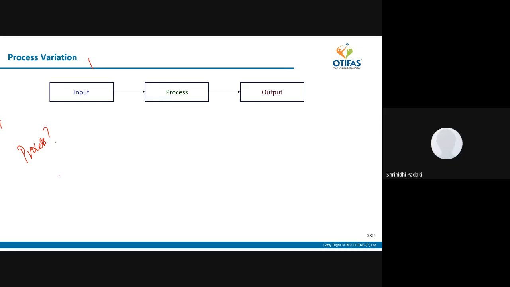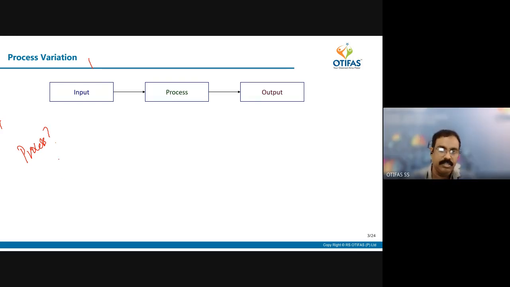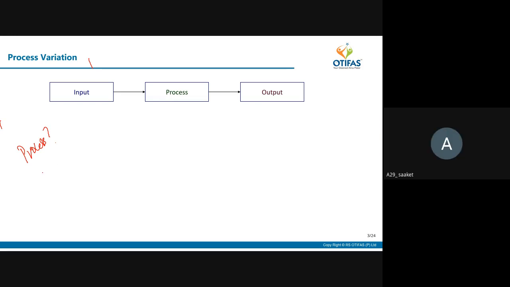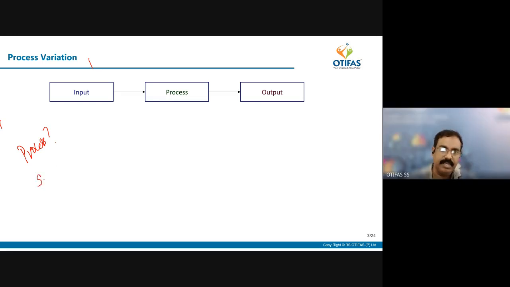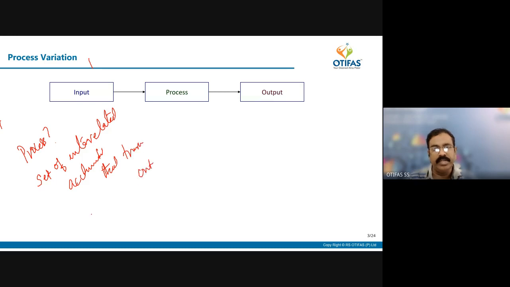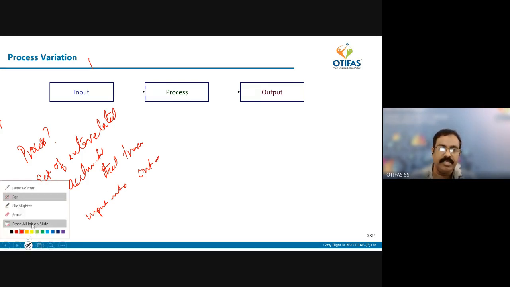The actions done for a particular purpose. Yes, almost correct. If you want to define it precisely, we can say it is a set of interrelated activities that transforms input into output. This is the definition of a process. Now, Six Sigma is process oriented.